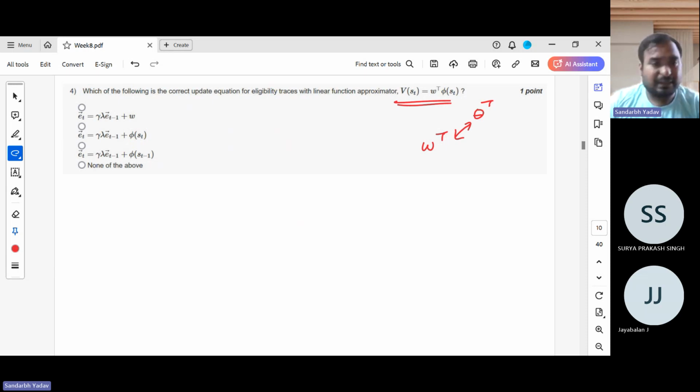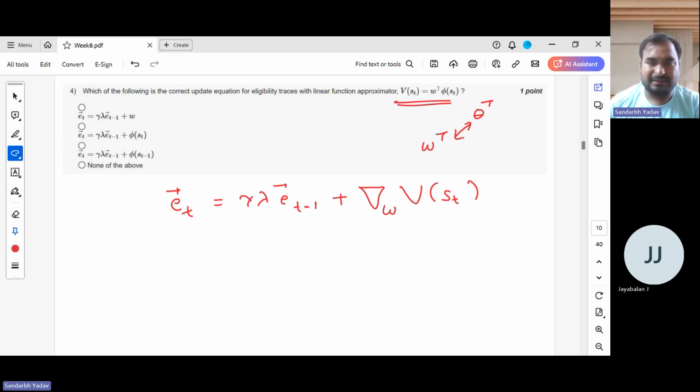The equation for eligibility traces is something very general. It is gamma lambda times the eligibility trace at t minus 1, plus the gradient. There it used to be theta; we will have W here, and what is V of ST? We need to take the gradient of this quantity with respect to W. This gradient is quite simple since it's linear. This will come out to be phi of ST only. So which is the correct option?